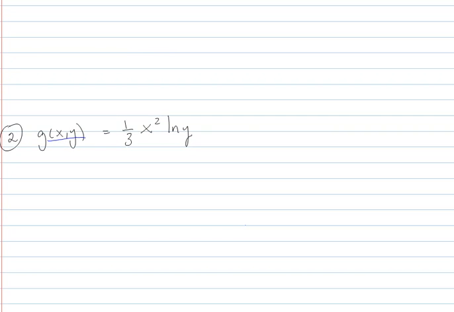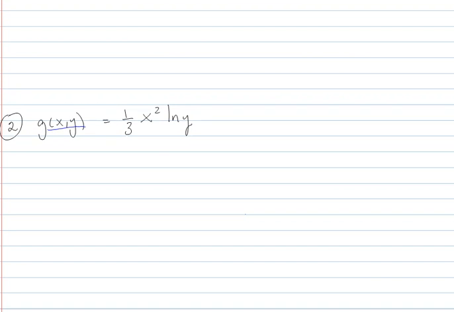Now let's see this other function that I have here as an example. This is g of x, y equals 1/3 x squared times the ln of y. So if I want to find the partial of g with respect to x, again I think of y as a constant, and so the ln of y is also a constant. And when I differentiate x squared, I get 2x, and so I have 1/3, which is also a constant, times 2x times the constant ln of y, or 2/3 x times the ln of y.